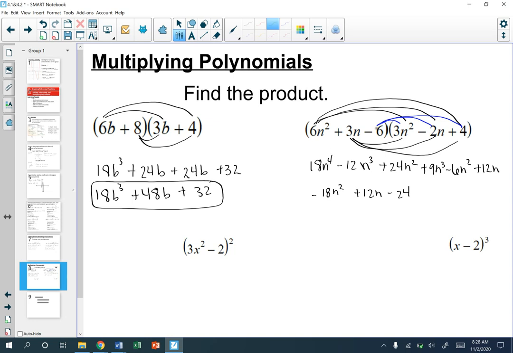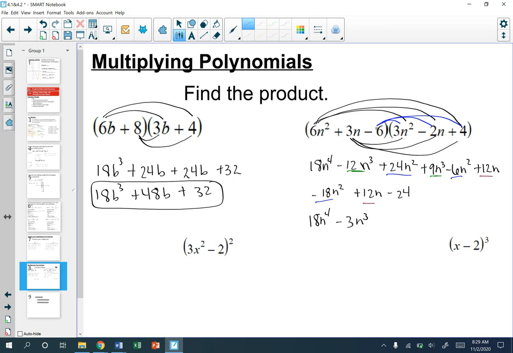I only have one n to the 4th, then negative 12n to the 3rd plus 9n to the 3rd. I'm looking for my squares, and then looking for my solo n's. And then I want to combine all of those. So 18n to the 4th stays. Next, I look at my cubes. Negative 12n plus 9n is going to give me negative 3n cubed.